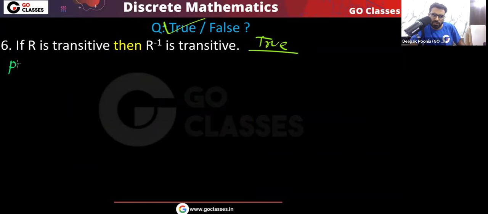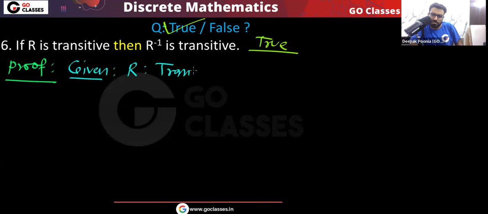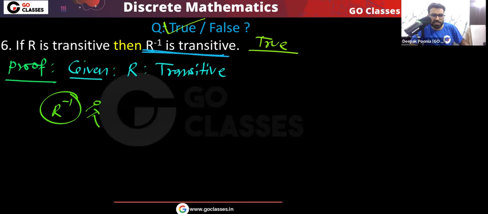Let's see the proof. Very easily you can prove it. What is given to us? That R is transitive. R is transitive. Okay. And now let's see what about R inverse. So this is R inverse. We need to check whether R inverse is transitive or not.